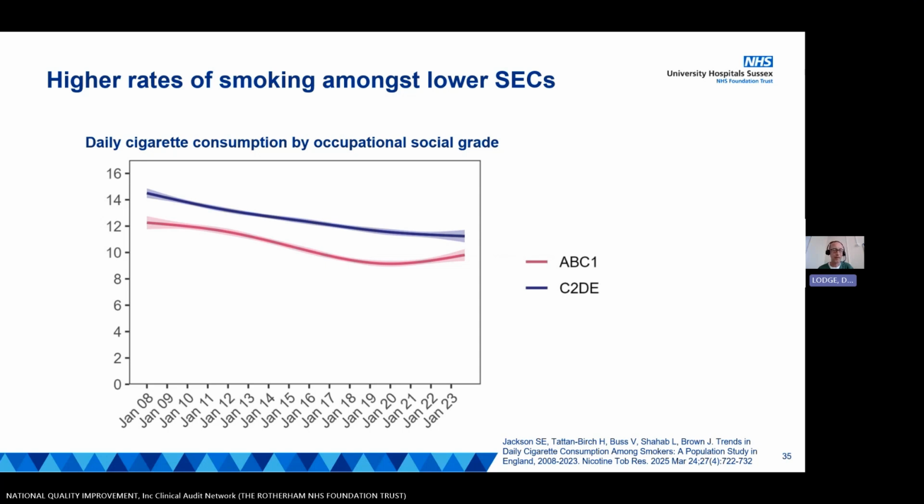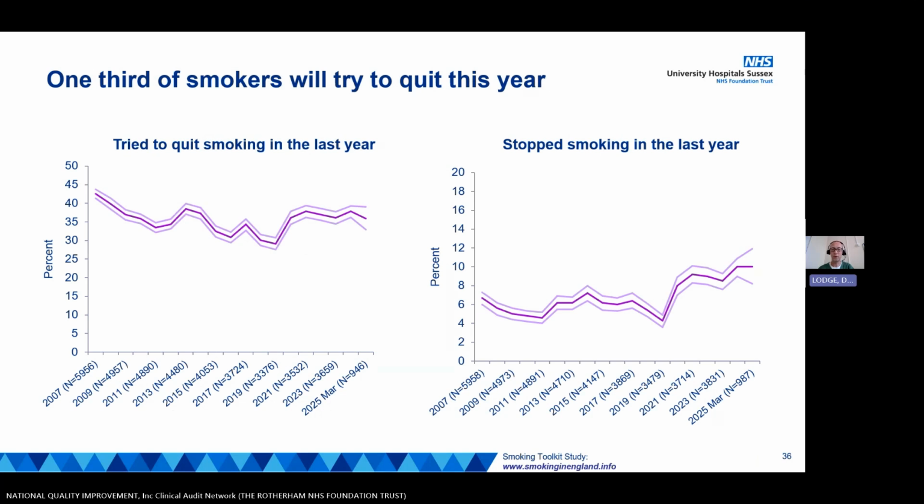But many smokers do want to stop smoking, and last year more than 1/3 of smokers in England tried to quit, and of those about 1/3 did manage to quit. And it's never too late to quit smoking, but we need to help people to stop smoking at the earliest opportunity.